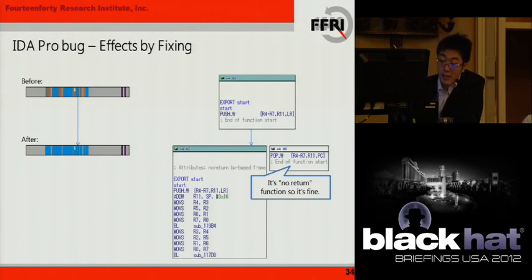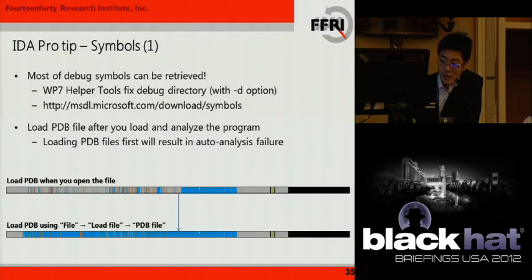There's more. You use symbol files to analyze Windows NT. So how about symbols in Windows Phone? Well, I found a debug directory in here, and interestingly, it's simple. You can actually retrieve PDB files from the well-known Microsoft symbol server. The W7 helper tools have an option to fix the debug directory and load the PDB file. That's all. And there's one more thing to note.